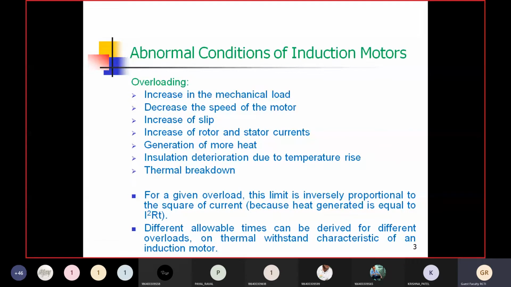The very first thing that I am going to explain is overloading. Overloading means just an increase in the mechanical load which we have connected on the shaft of the induction motor. What does an induction motor do? It draws electrical input from the GEB and gives mechanical output. So if we increase the mechanical load on the shaft, what happens? It will try to reduce the speed and try to give the same output.